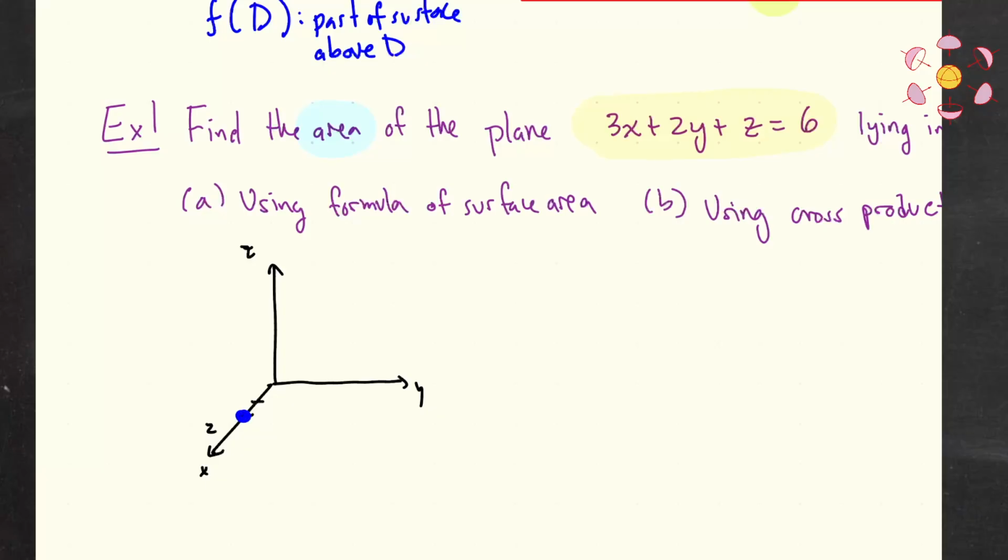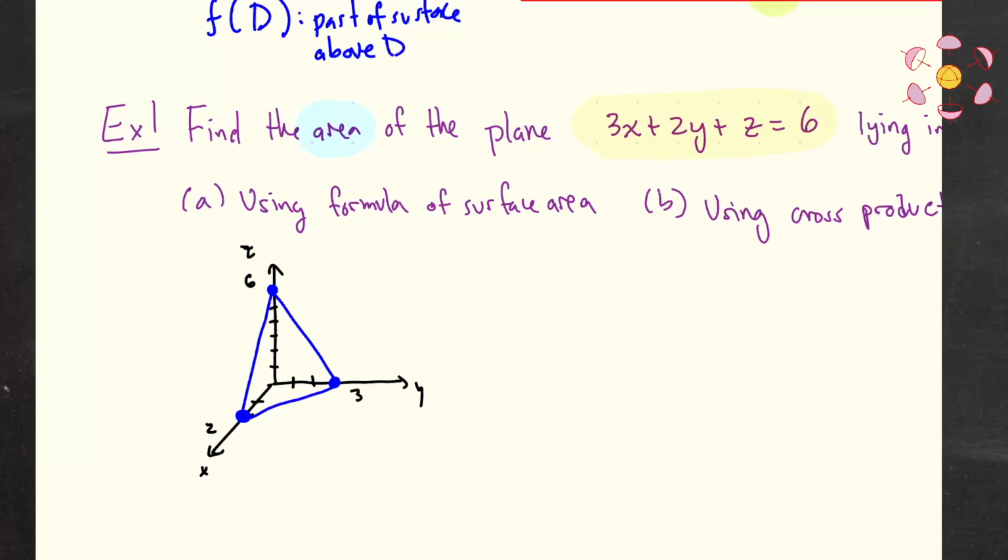So I believe if you plug in 2 for x, y and z are 0, you get 6 is 6, so that's one of our intercepts. What about for y? 1, 2, 3 for y. Here's another intercept, and then the last one, 1, 2, 3, 4, 5, 6. Okay, so we've got pretty nice clean points here.